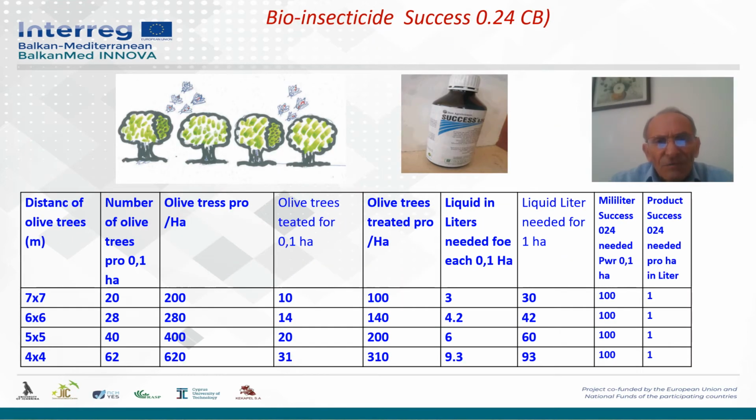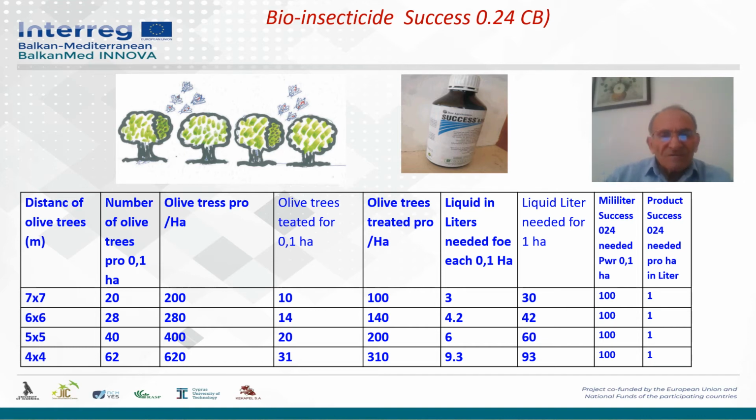In this slide, we see the bioinsecticide Success 024 CB. We see here the mechanism of attracting of spinosad, and you have here the quantity of the product and liquid according to the distance of the trees in the olive groves.